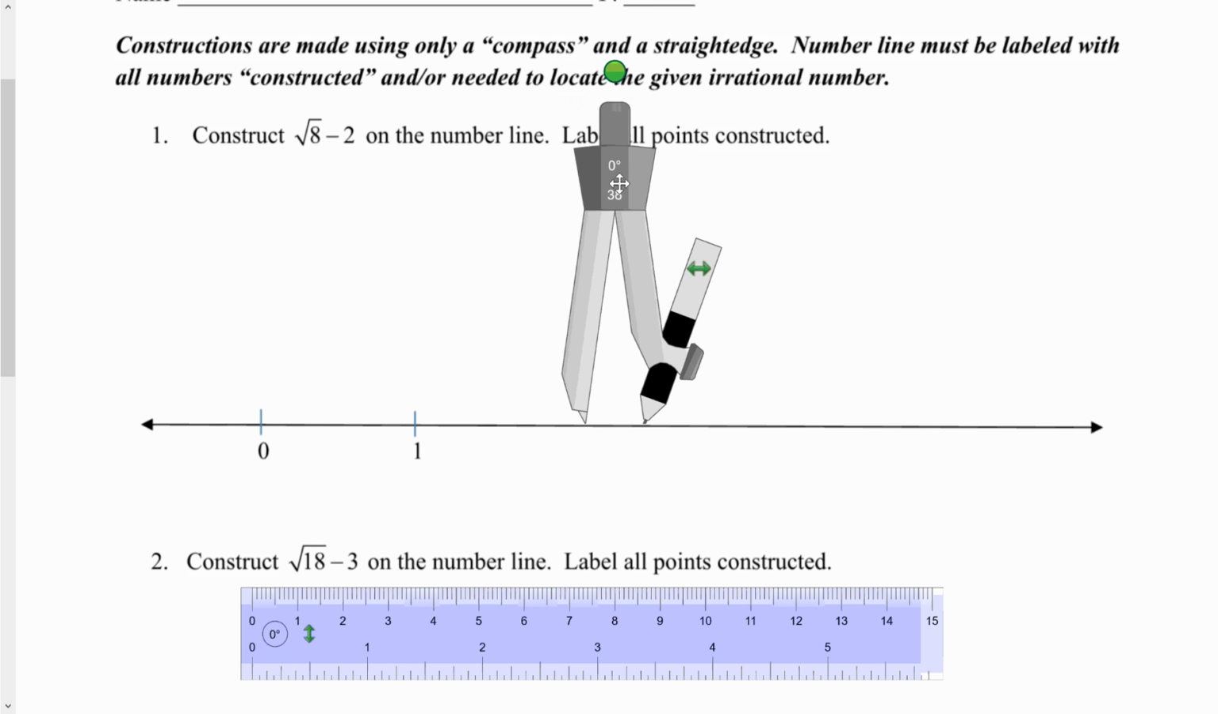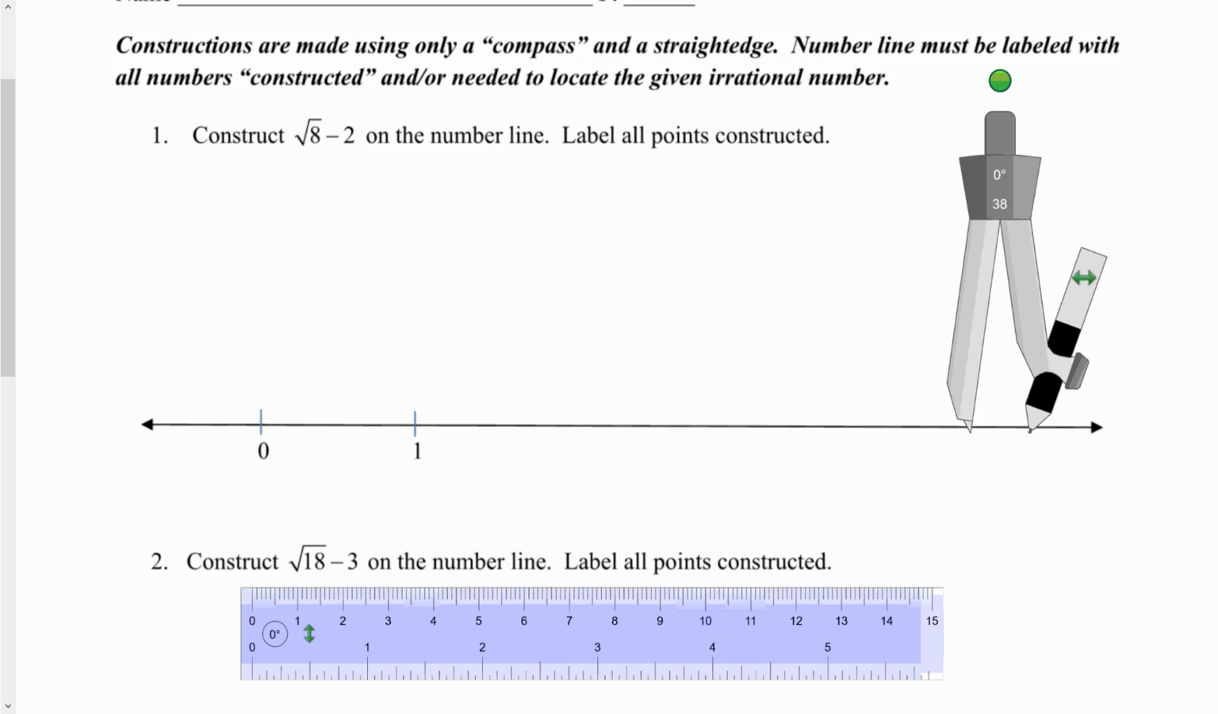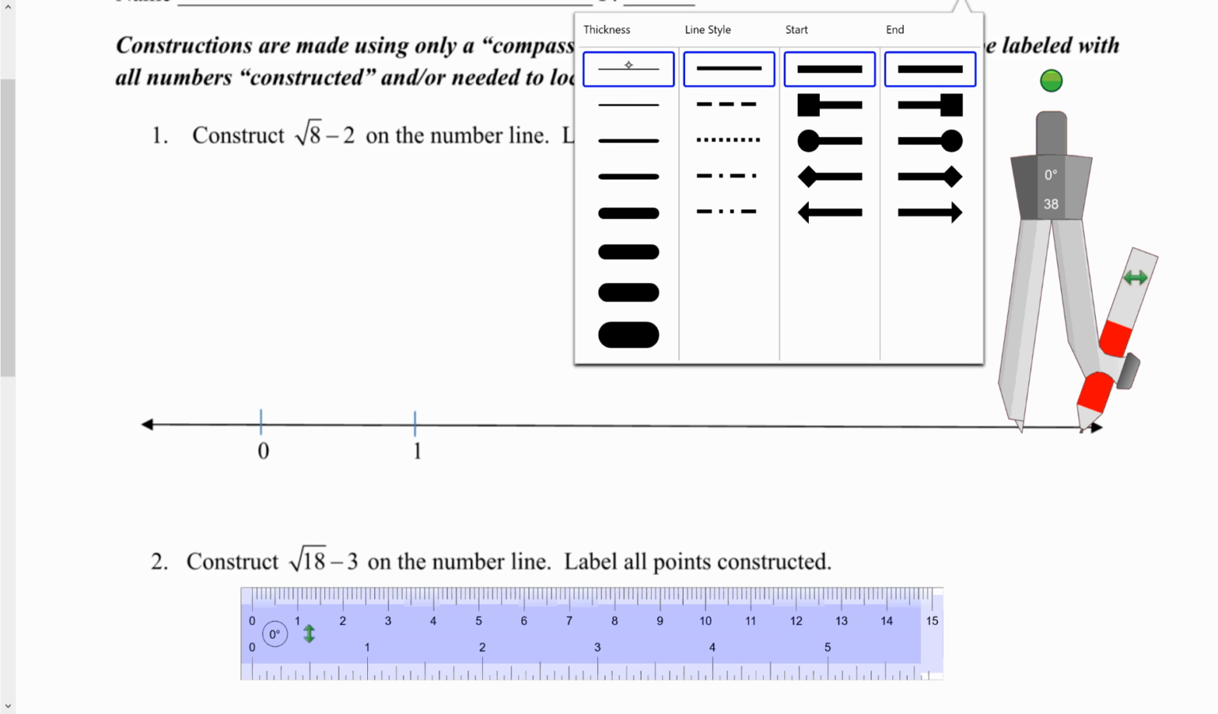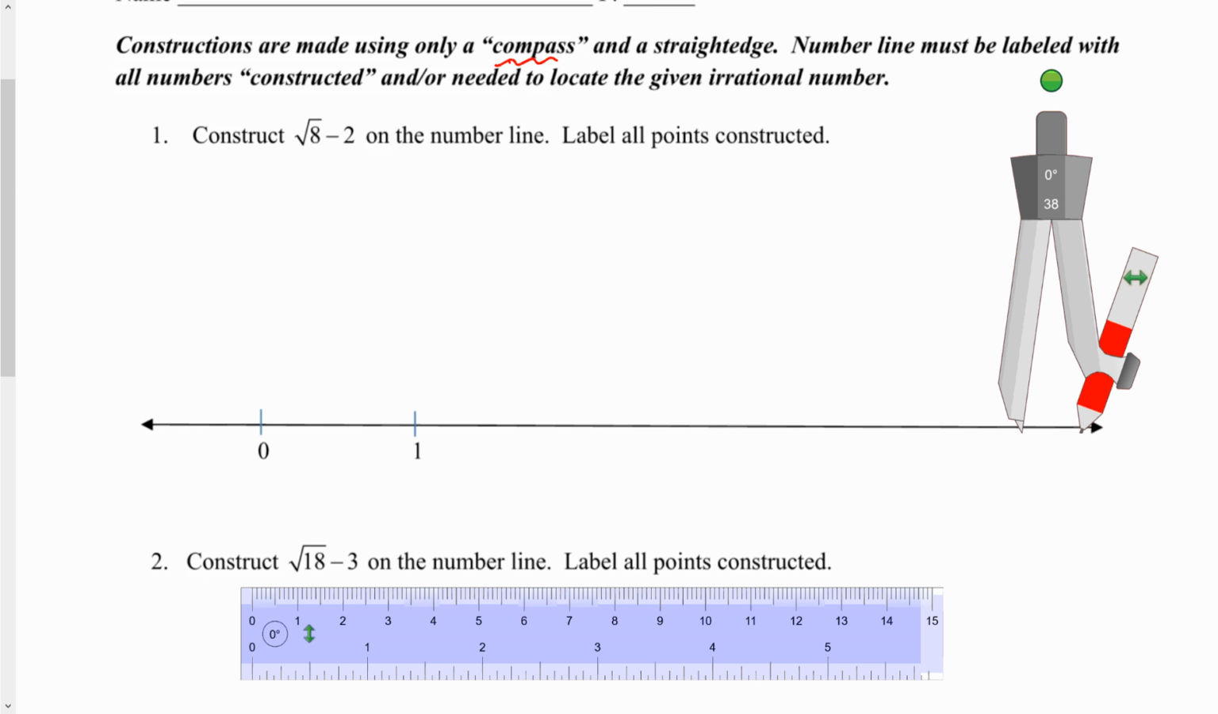So get something that can create arcs or circles, and you got a compass, and then get a straight edge for a ruler, okay? And so here we go. We're going to get into a couple cool constructions here where the only tools allowed are what's called a compass and a straight edge, okay? So let's talk about that. Those are the only things allowed. Now, keep in mind that the number line must be labeled with all the numbers constructed and that are needed to locate the given irrational number.